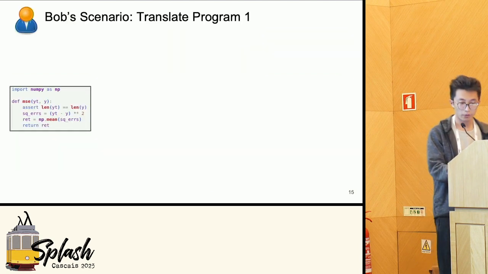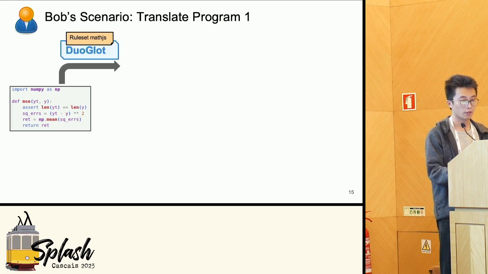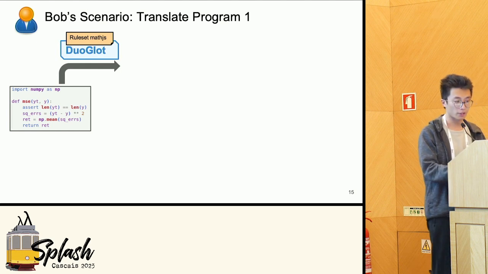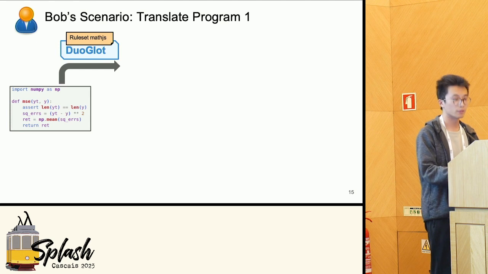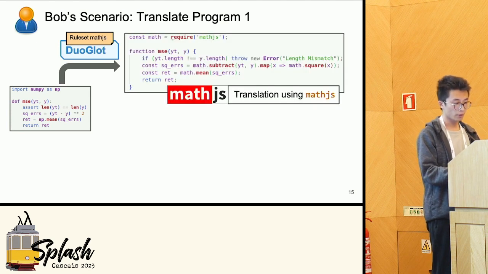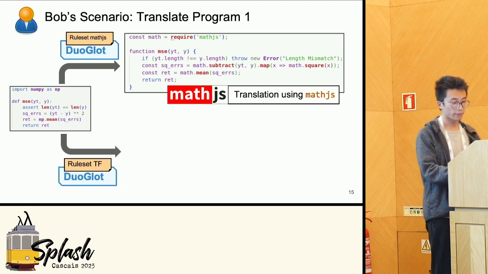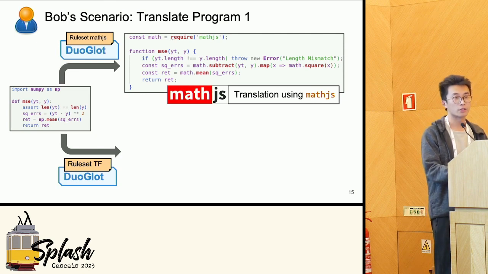For Bob's scenario, for the first program, he needs a rule set that translates NumPy API calls to Mass.js API calls. And he can either create one himself using the code snippets or get it from other users with similar needs. With this rule set, he can automatically translate program 1 into a JavaScript version that uses Mass.js as a third-party library. Alternatively, if we want to use TensorFlow.js instead of Mass.js, he can choose another rule set to produce an alternative translation.